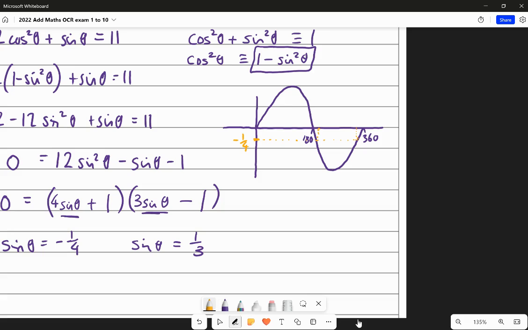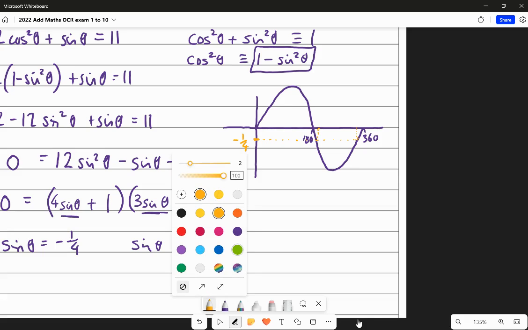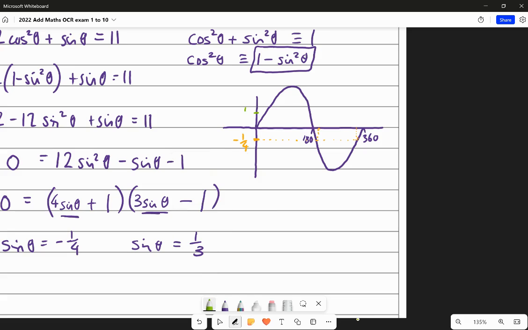And I want solutions also from sine theta equals 1/3. So sine theta equals 1/3. 1/3 is around here. And I'll have one solution here and another solution here. And again, that distance will be the same as that distance. Okay, so my calculator, I'll do the third one first.